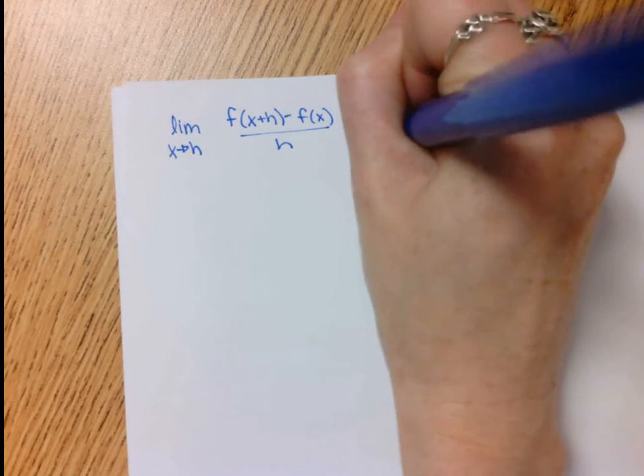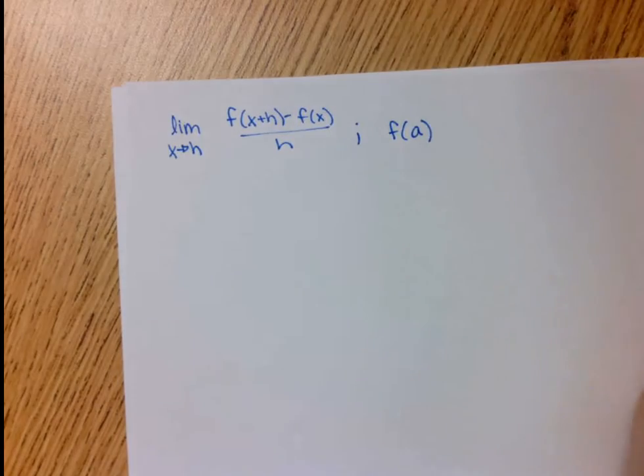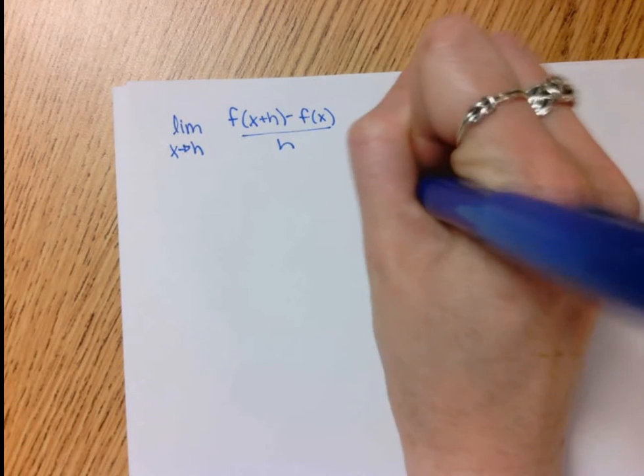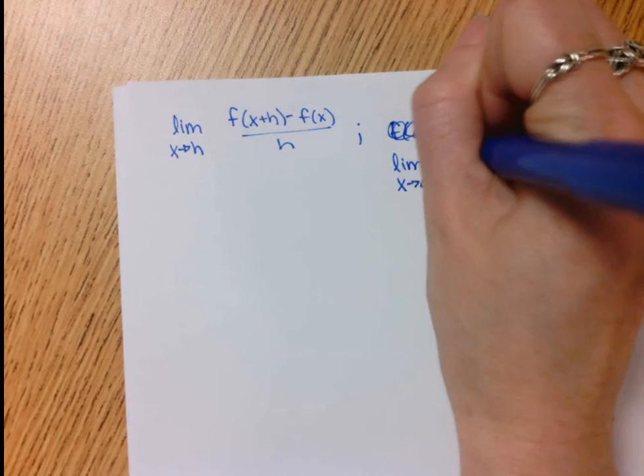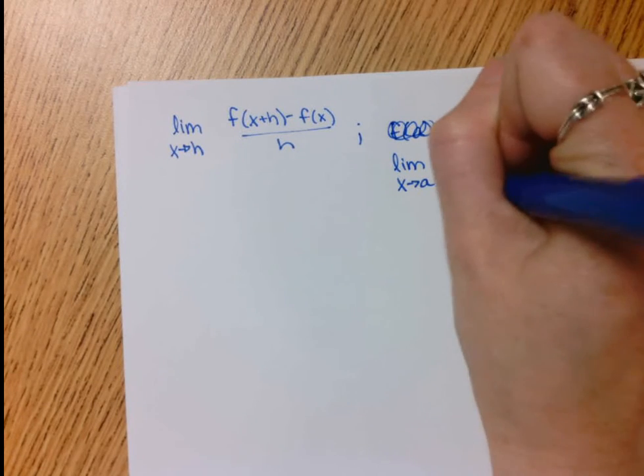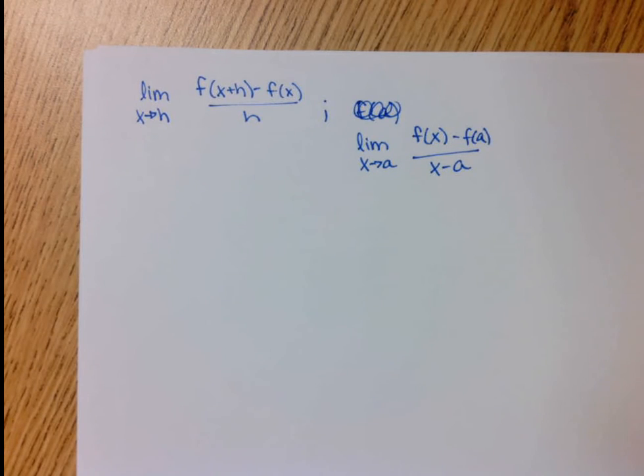Okay, our other rule is the one with our a value. The limit as x approaches a of f of x minus f of a all over x minus a. Once again, it's unlikely that you'll have to do these by hand. You should know how to. We've done a bunch with it.